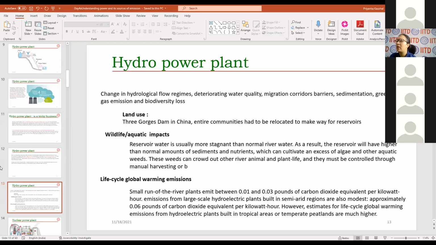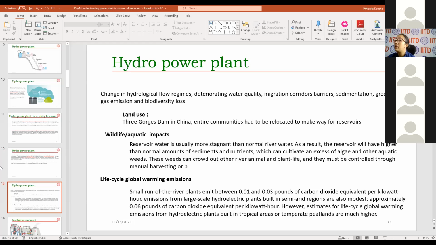But whenever you come up with a hydropower facility, the community has to be relocated. It's pretty much the same with coal as well. Whenever you go for mining, if it's an open cast mine, you have to relocate the community which is living on top of that ground.